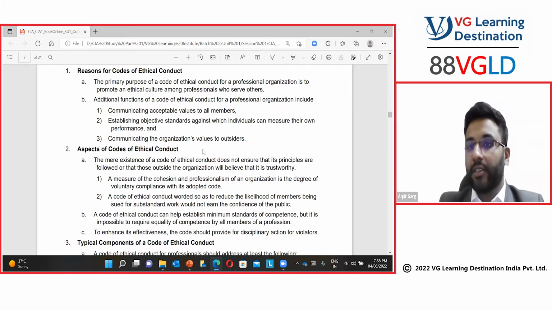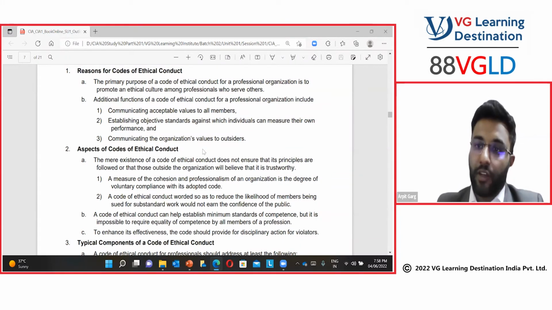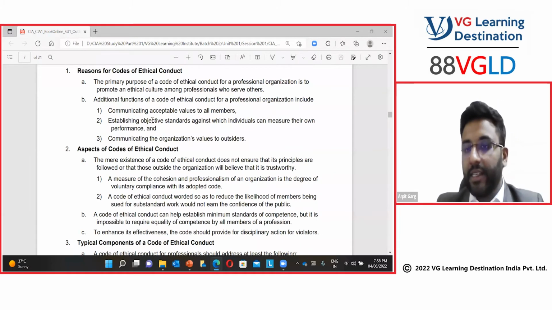The second part is that one can measure performance against the code of ethical conduct. And the third is that it gives messages on the values the organization wants to pass on to the members of the company. So these are additional functions of the code of ethical conduct, but the primary purpose stays the same: it promotes the ethical culture. Is that clear?